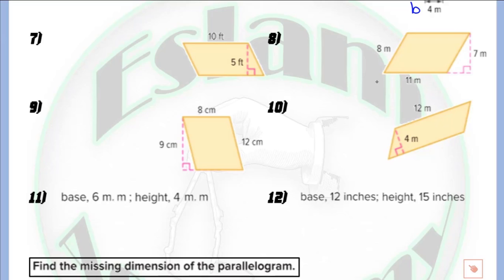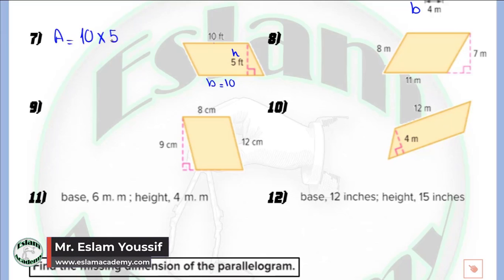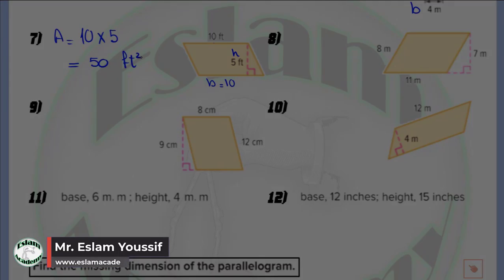In question number 7, we need to find the area. The area is equal to the length of the base multiplied by the height. We know that each two opposite sides are parallel, so the side here equals 10, and the opposite side will also be equal to 10. It means the length of the base equals 10 and the height equals 5. The area is equal to the length of the base, which is 10, multiplied by the height, which is 5. So the answer is 50 square units.